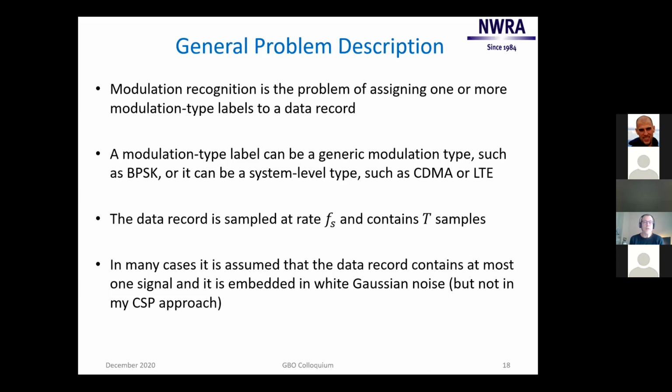And so this is all DSP. This is all digital signal processing. So I have a sample rate FS and I have a data record with T samples in it. So that's kind of my starting point. And in the wide world, it's often assumed that that T sample data record contains one signal. It's in white Gaussian noise, centered right at 0 and all that. But we don't do that here.